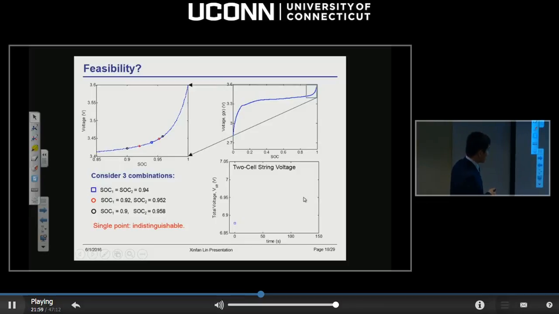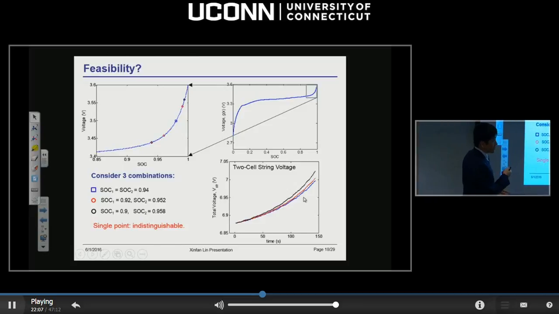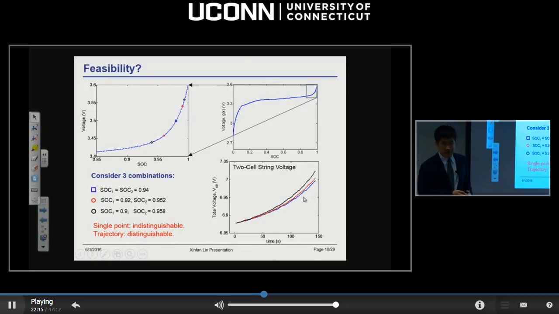So now suppose that we supply current to all the cells in here. Therefore, their SOC will move along this curve. And because of the nonlinearity of this curve, we can actually see a difference among the trajectories of their voltage evolution over time, which lays the foundation for our estimation efforts.